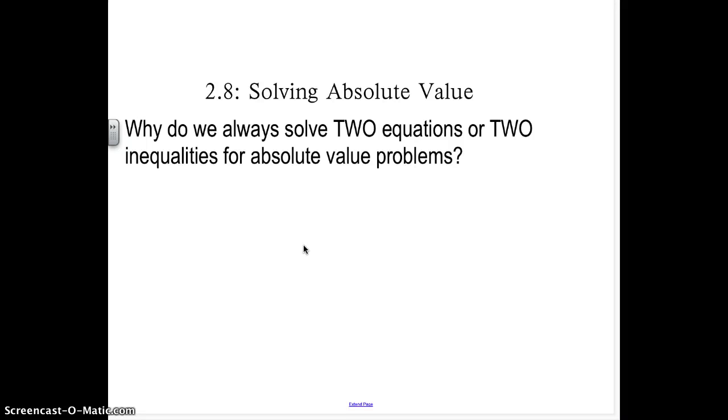2.8, we're going to talk a little bit about solving absolute value. And what I want you to kind of have in your mind, especially as we get started with this, is why, whenever we tackle an absolute value equation, why is it that we solve two equations or two inequalities? Any time we do it, we're always working with two. Okay? So that's something you're going to keep in mind. I want you to be thinking about that.